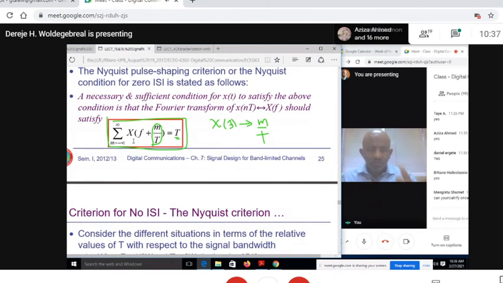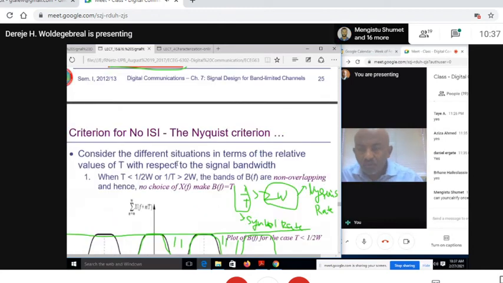So what is 1 over T? 1 over T is the symbol rate. Capital T is the symbol interval, so 1 over T is the symbol rate, the symbol bandwidth. X of f is shifted by discrete frequencies and summed, and the filter watches it.